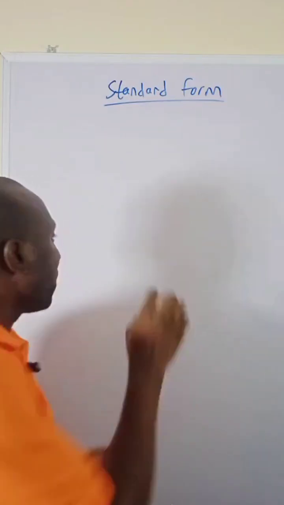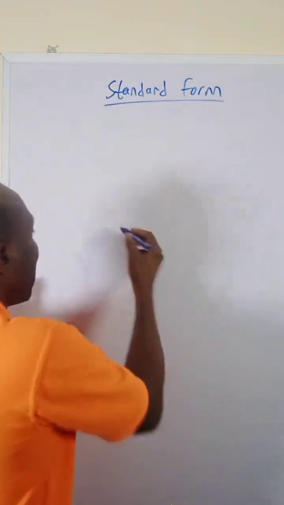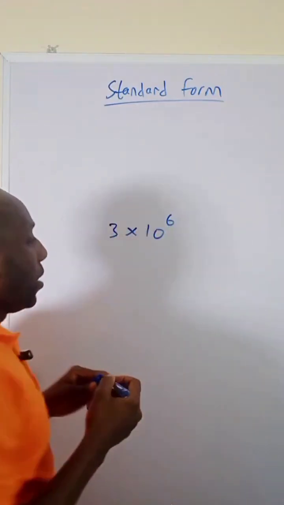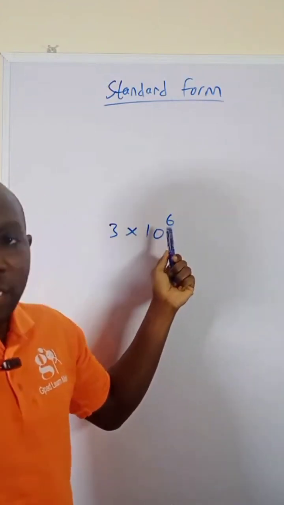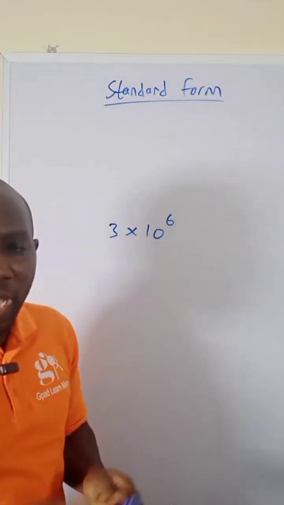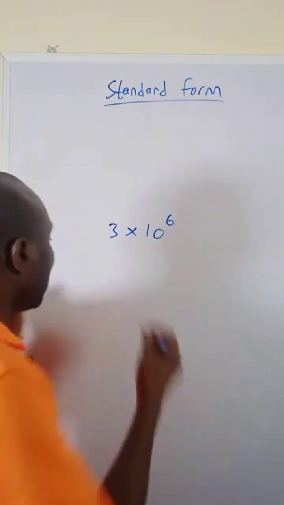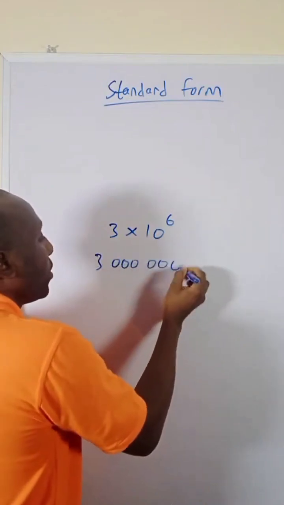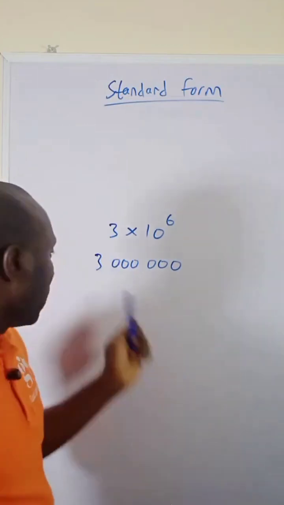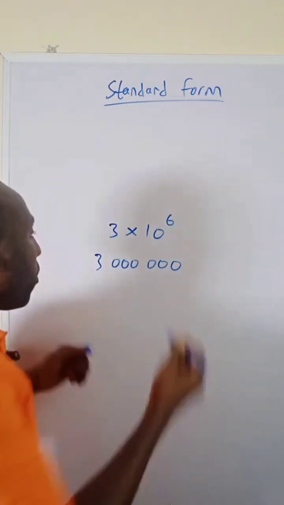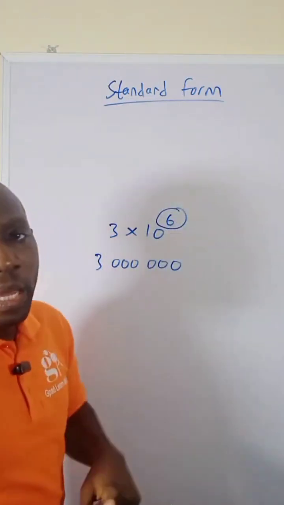Even if you do, you might just want to have it written in a compressed form. For example, if you have this, you already know that this is 3 million, because the power of 6 tells you that you have 6 zeros, and in 1 million you have 6 zeros. So this is more compressed than this: 1 2 3, 1 2 3. Here you might have to start counting the number of zeros to be able to tell this is 3 million. But here, seeing this power 6, you can quickly say this is 3 million.